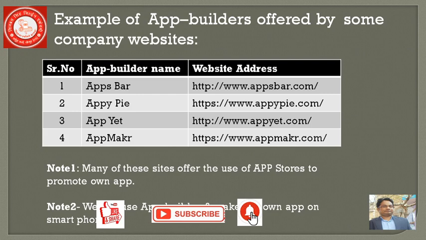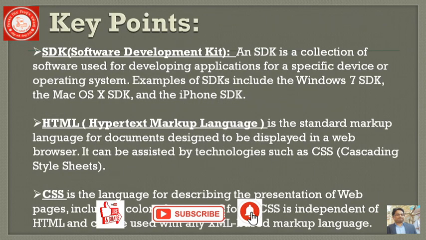Now coming to the next slide. In the next slides there are key points. So I will explain each and every key point one by one, so that you can have an understanding about each and every point. Like SDK, the full form is Software Development Kit. What is it? It's a collection of software used for developing applications for a specific device or operating system.